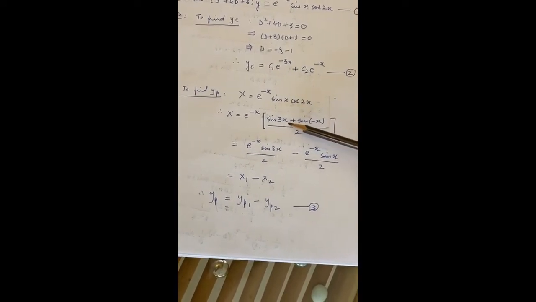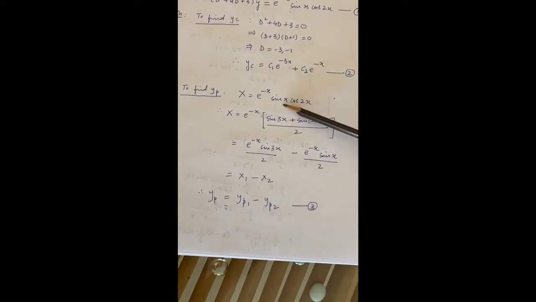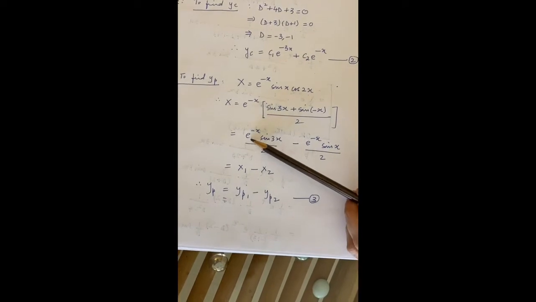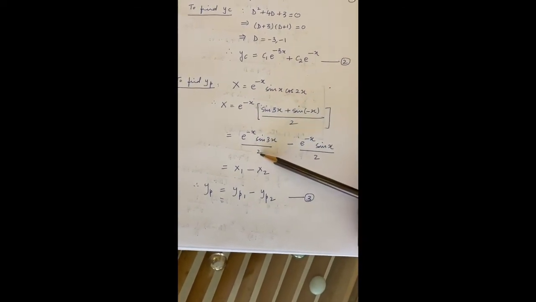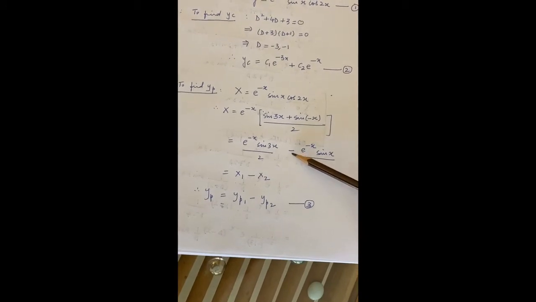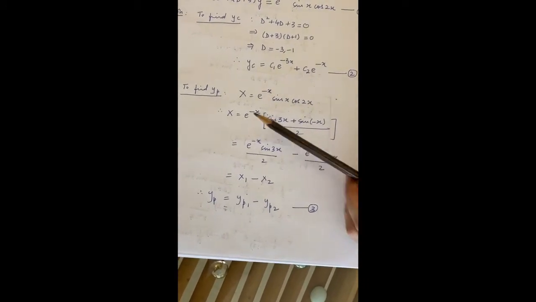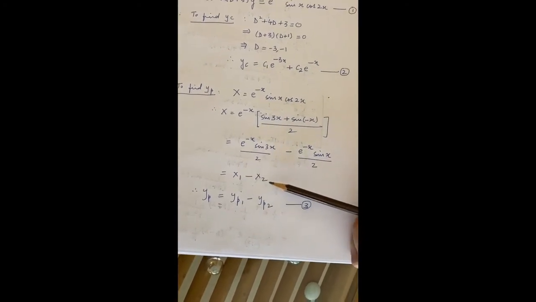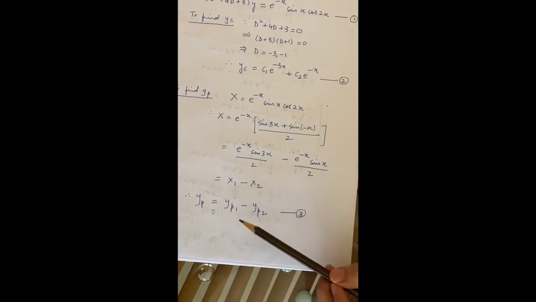So applying the formula, I'll get sin 3x plus sin of (x - 2x), which is -x, divided by 2. Now multiplying e^(-x) inside, I'll get e^(-x) sin 3x divided by 2, and this sin(-x) becomes -sin x, so that's why this is minus e^(-x) sin x divided by 2. So this looks like X1 minus X2, therefore yp is yp1 minus yp2.